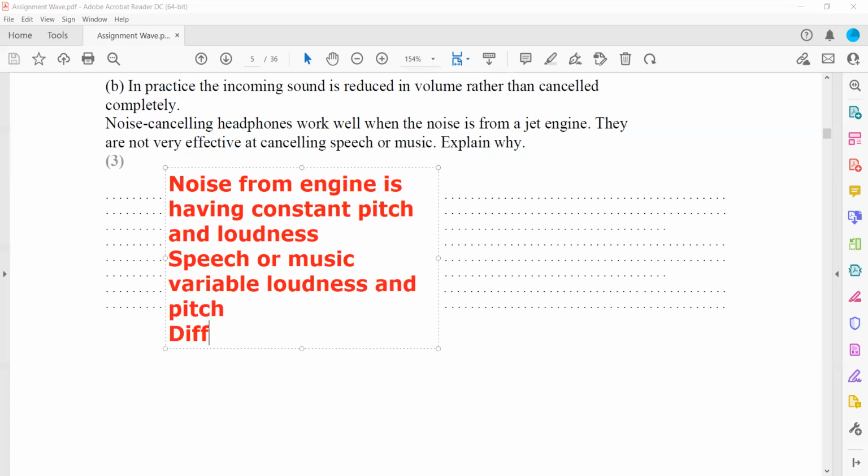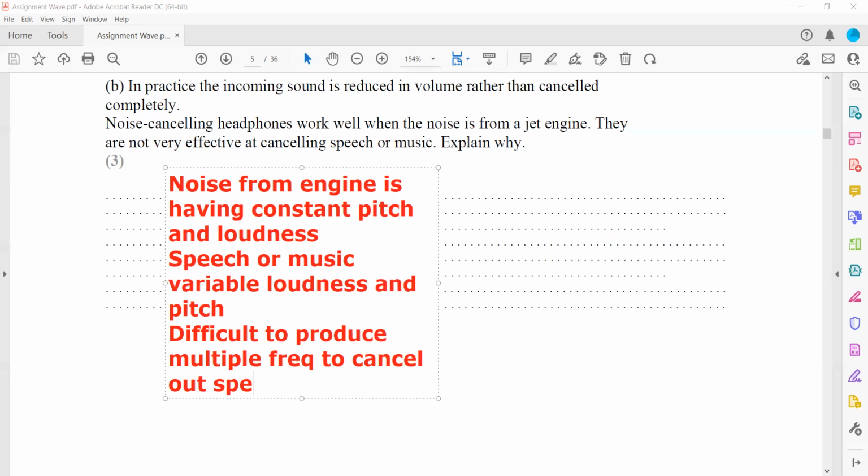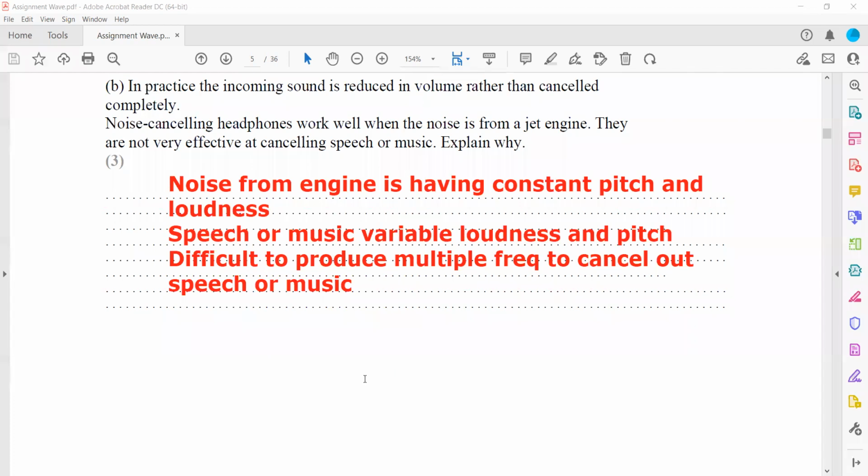So it is difficult to produce multiple frequencies to cancel out the speech or music. So it will work, but not effectively. It can reduce it, but it is not very effective in cancelling out the speech or the music.